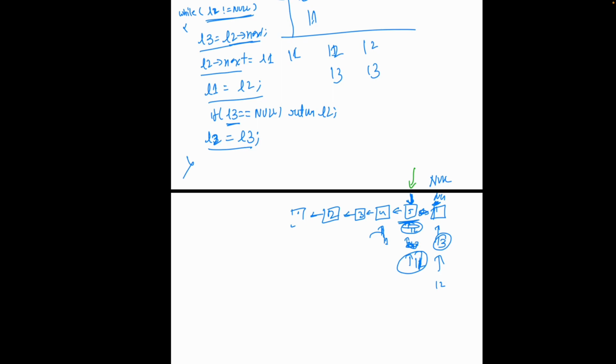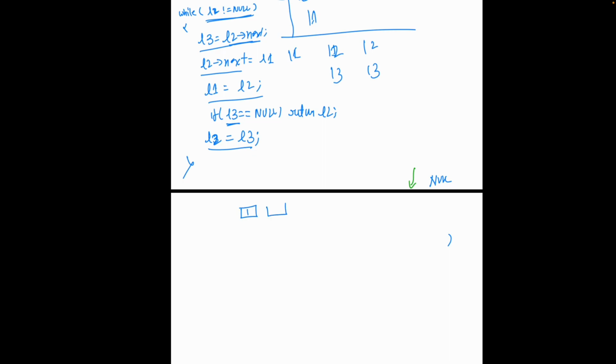Let me write an example again. Let's say this is the case where 1, 2, 3, 4, 5 is reversed. Exactly like this. L1 points here, L2, L3 points here. This code will come and we say, okay, put L3 as L2's next, which is null. So L3 points here, and then L2's next equals L1. So this next becomes this, and then L1 equals L2. So L1 points here, and then if L3 equals null, return L2.